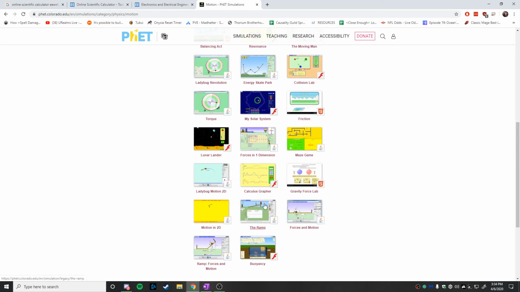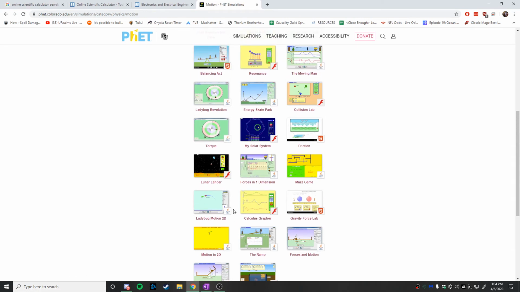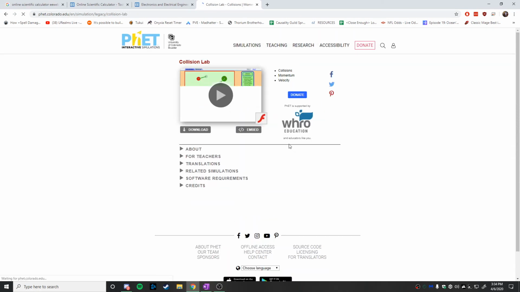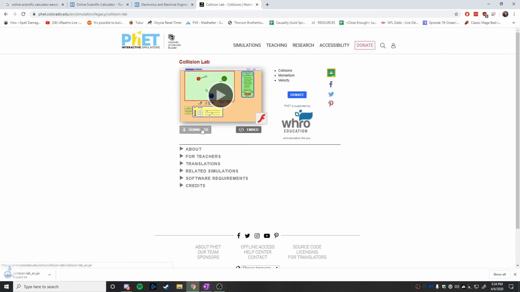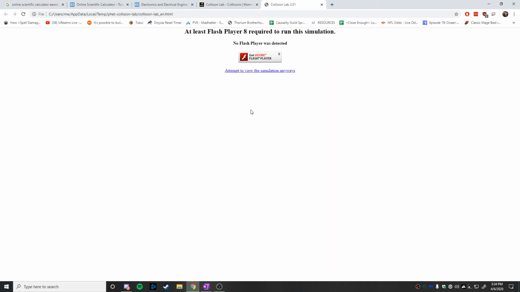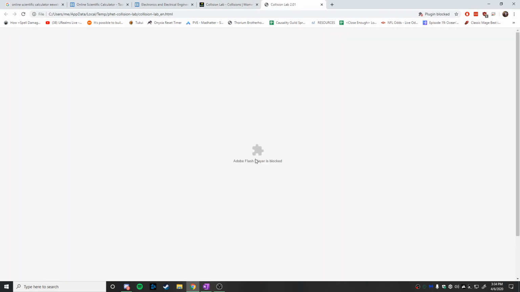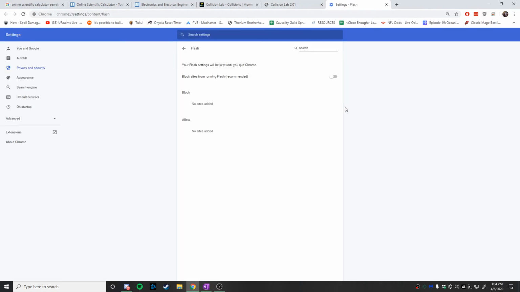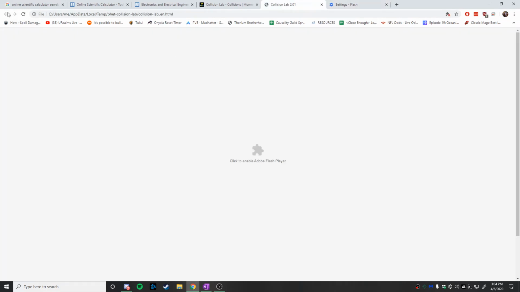And I don't see it immediately. There's two-dimensional motion, collision lab. This is the one we want to look at. Let's look at how, oh no, I think this is probably gonna work. No, it's blocked. Why is it blocked? Let's try it again.